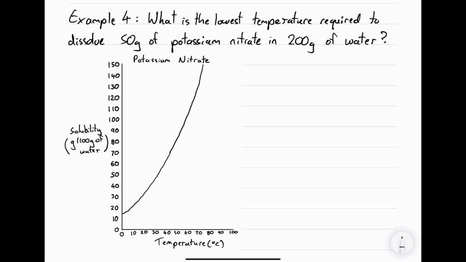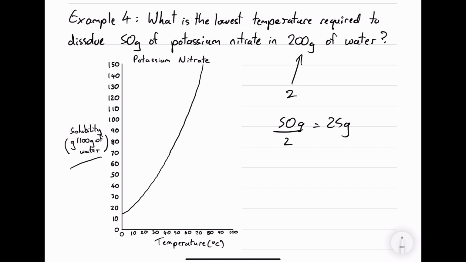In our next example, we need to find the lowest temperature required to dissolve 50 grams of potassium nitrate in 200 grams of water. The solubility on the graph is in grams per 100 grams of water. 100 grams goes into 200 grams 2 times, which means we need to divide 50 grams by 2. And this gives us 25 grams. So we need to find the temperature at which potassium nitrate has a solubility of 25 grams.